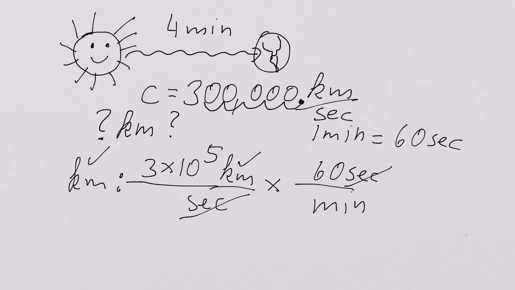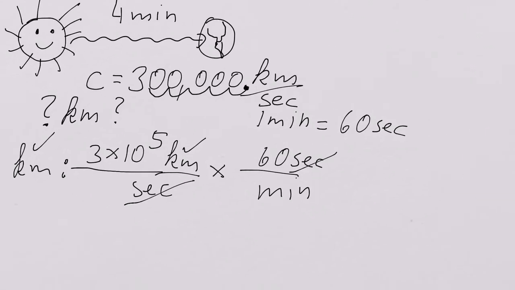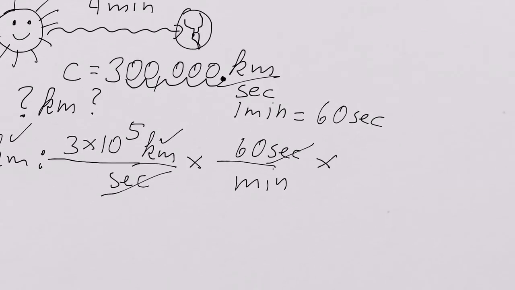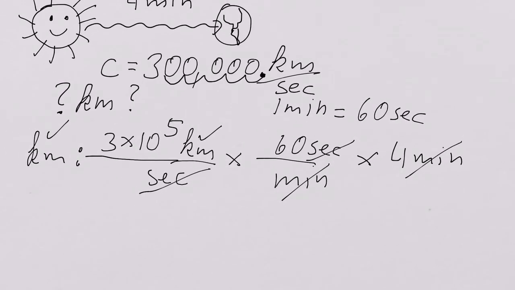I've got minutes now down there. Oh, bum. Do I have anything with minutes in it? 4. Times 4 minutes. The minutes cancel out, and I'm left with just the unit that I'm looking for. How cool is that? Right?